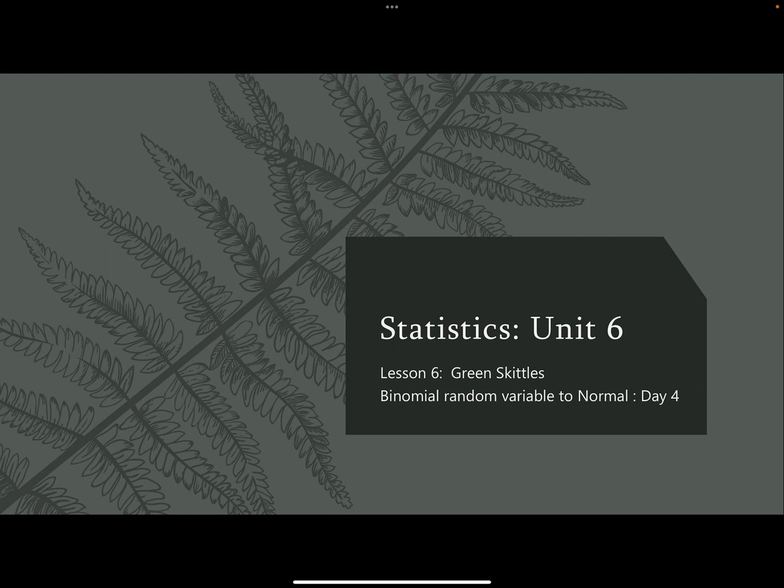Where did all the green Skittles go? All right, this is our fourth day of learning about binomial random variables, and today we're actually going to convert the binomial random variable to the normal model when we are able to. We're going to learn about those conditions.